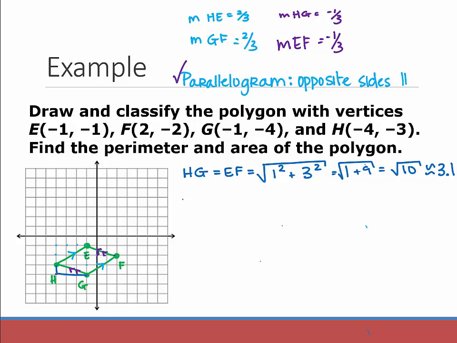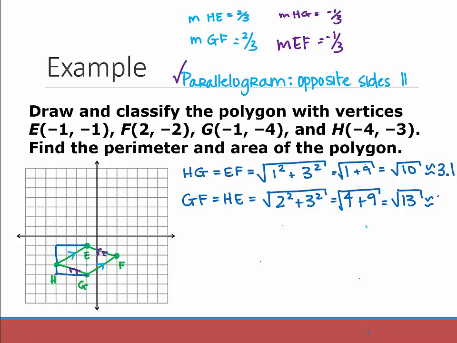And then we're going to do the same thing. GF and HE have to be the same length. So we'll do the Pythagorean theorem again. We have up 2 this time and over 3. So this is 4 plus 9, or square root of 13. If you type that in your calculator, it's about 3.6. So my perimeter has to be 2 of each of those, and add them up. So 3.6 plus 3.6 plus 3.1 plus 3.1.